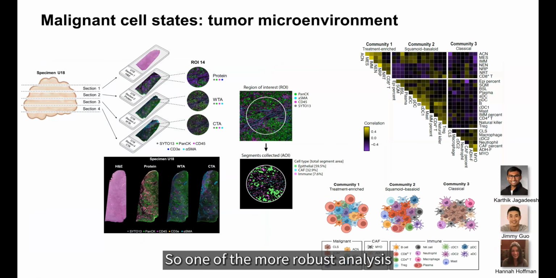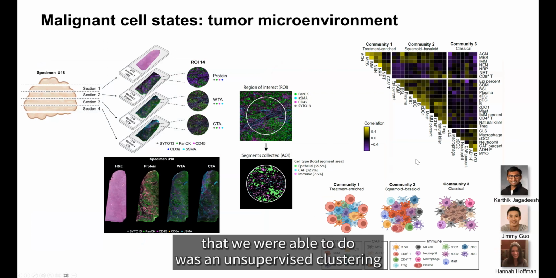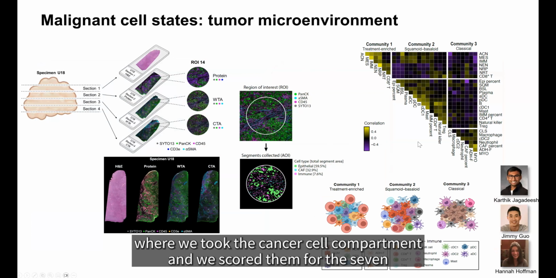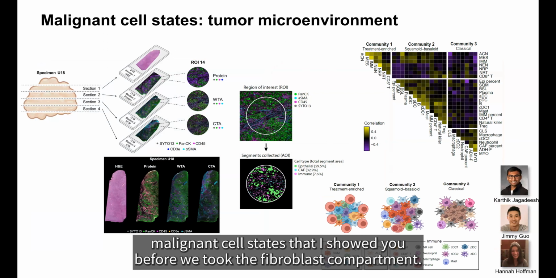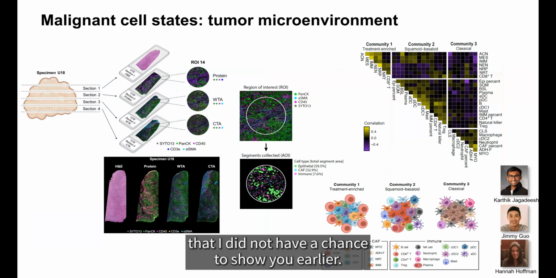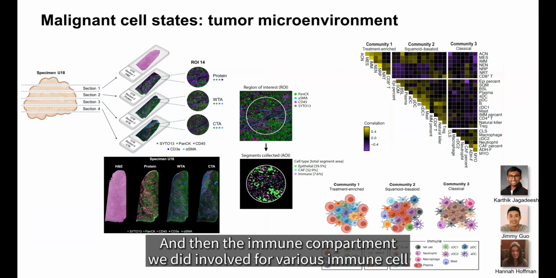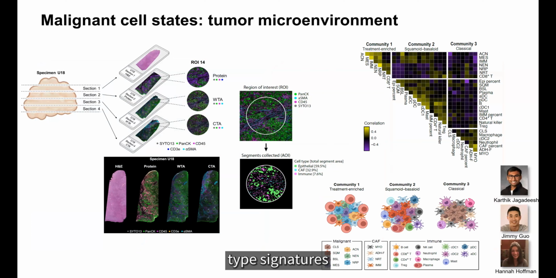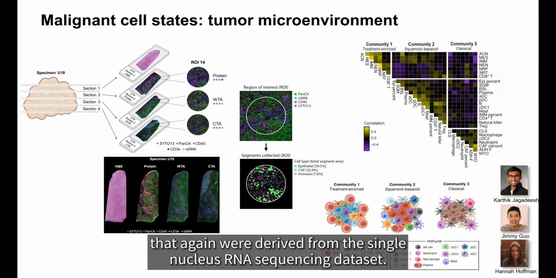One of the more robust analyses that we were able to do was an unsupervised clustering, where we took the cancer cell compartment and scored them for the 7 malignant cell states that I showed you before. We took the fibroblast compartment and scored those for fibroblast programs that I did not have a chance to show you earlier. And then the immune compartment, we deconvolved for various immune cell type signatures that again were derived from the single nucleus RNA sequencing data set.